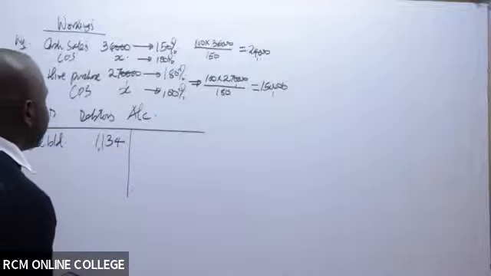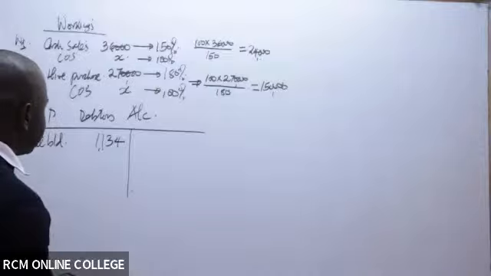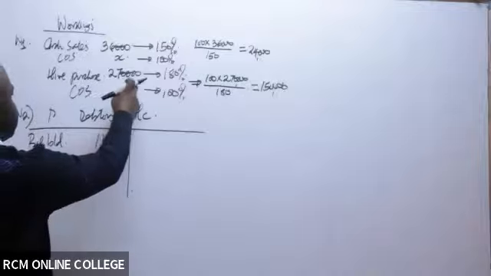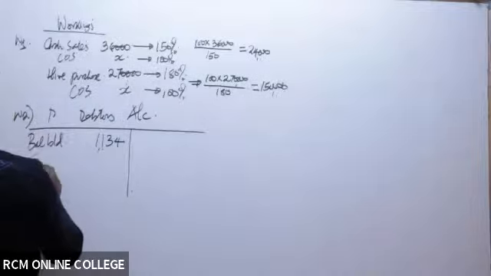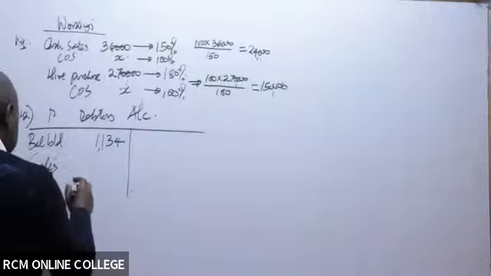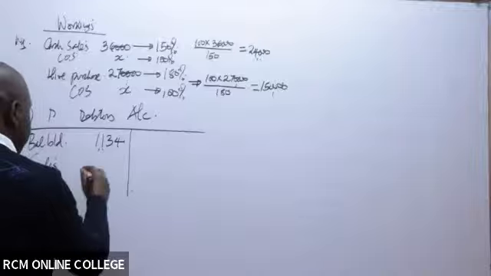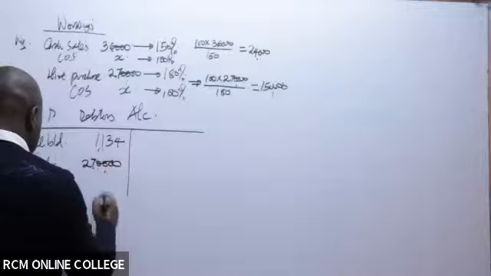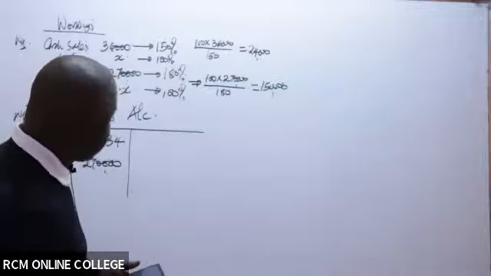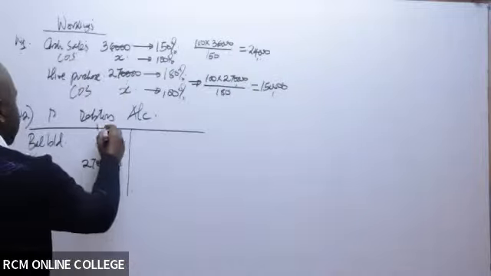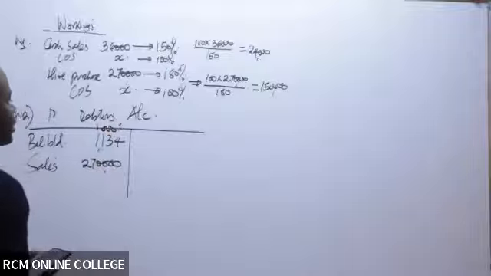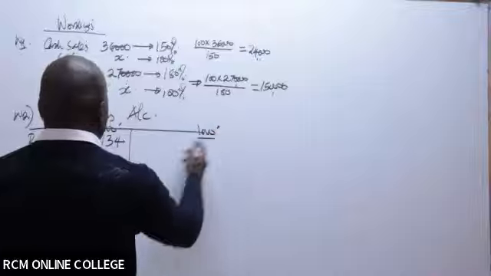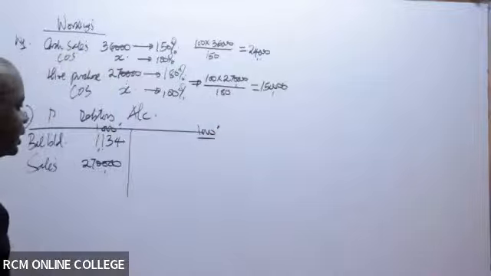So those sales that we actually made to these particular debtors on hire purchase, we already have them here. The sales we've made to them during the year is 270, and our figures are in thousands. So we made sales to them during the year of an amount of 270,000.